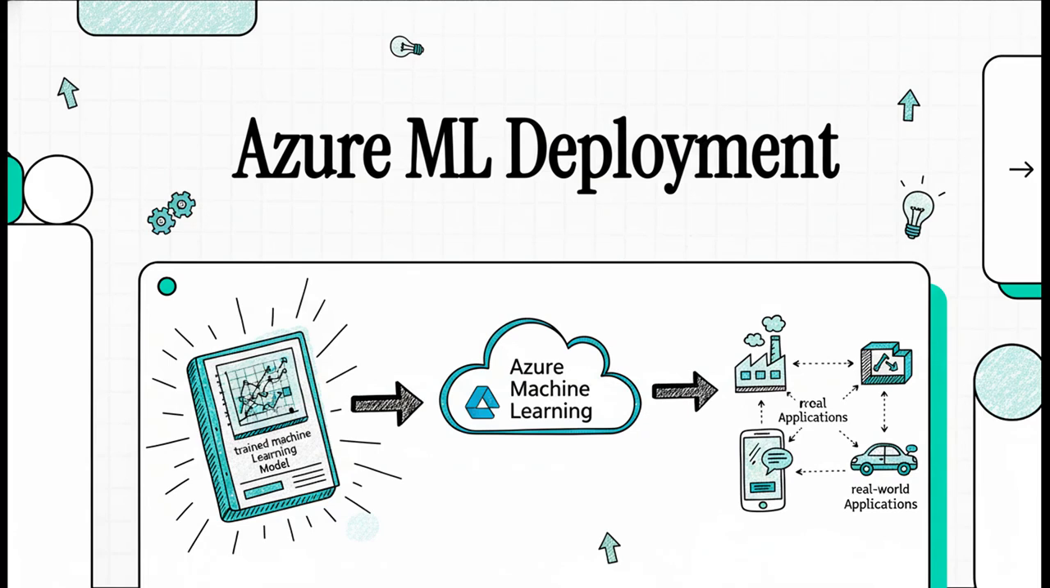You've put in the hours, you've trained an awesome machine learning model, and it's working beautifully. But now you're facing the big question. How do you get this thing out of your notebook and into the real world where it can actually start doing some good? Well, that's called deployment, and in this explainer, we're going to break down exactly how to pull it off in Azure Machine Learning.